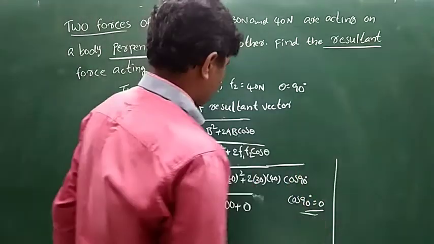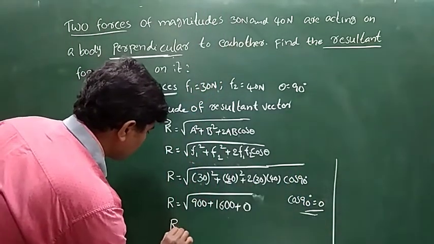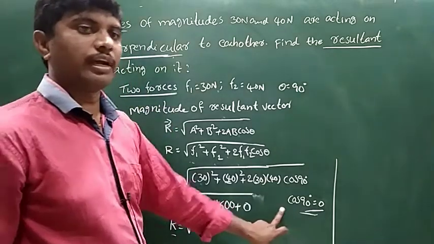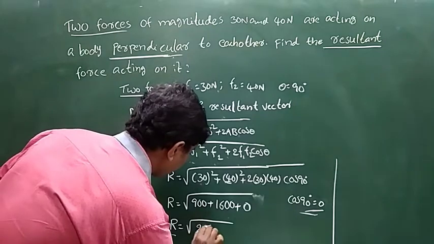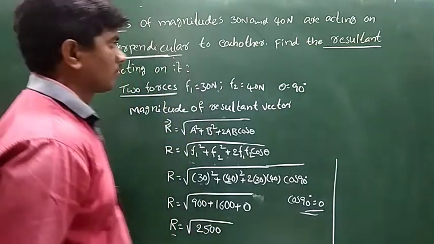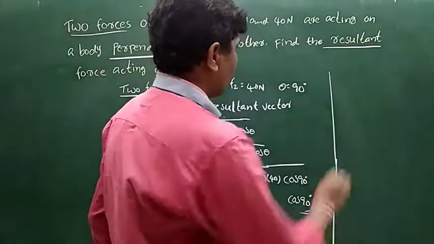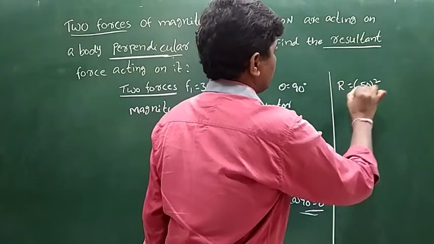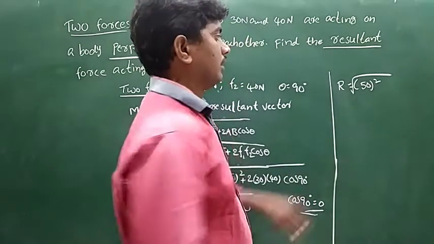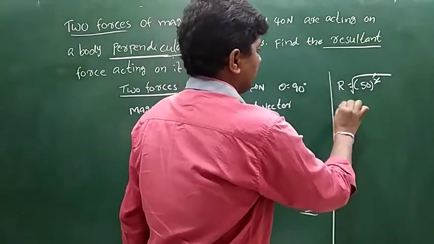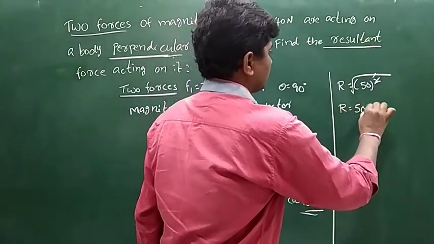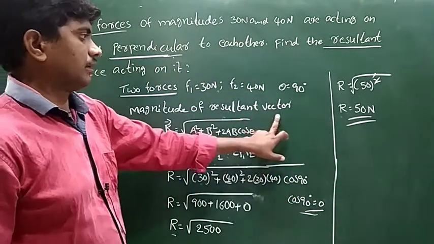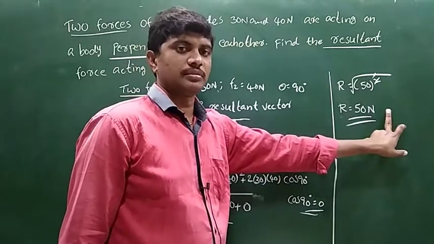Next, R equals the square root of 900 plus 1600, which is 2500. R equals the square root of 50 squared. The square root cancels the square. Finally, R is equal to 50 newtons. This is the magnitude of the resultant vector.